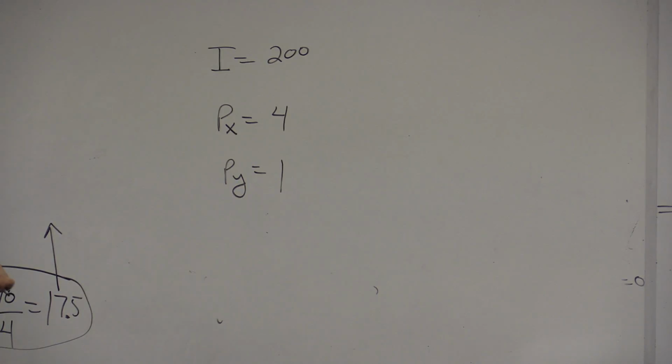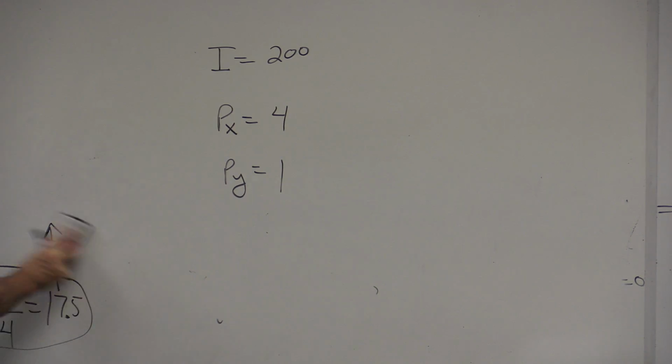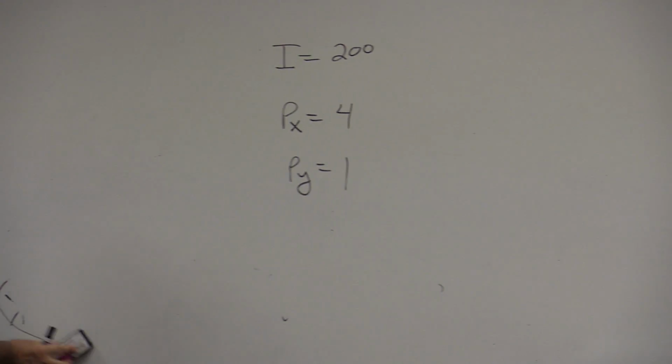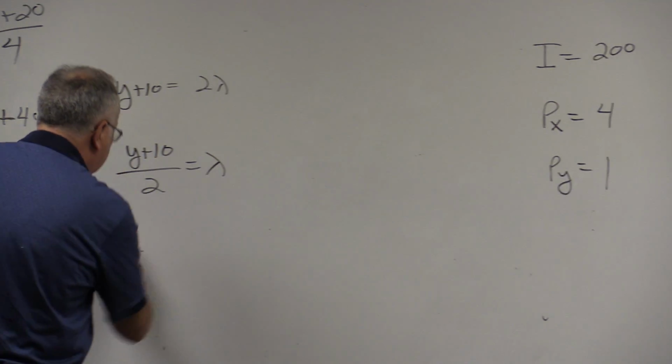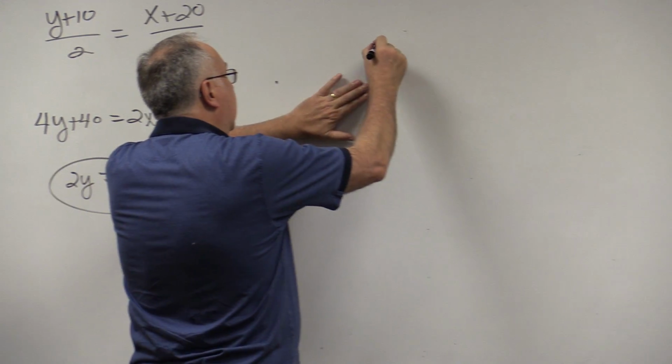So if we use these values, and let me just go ahead. What does our budget line look like in this particular case? What will our budget line look like?